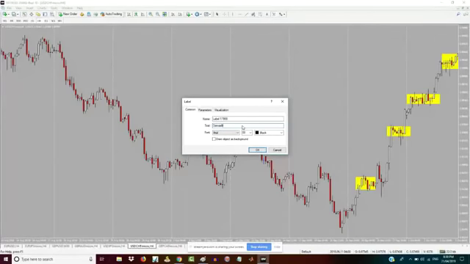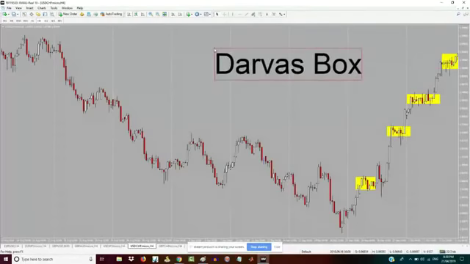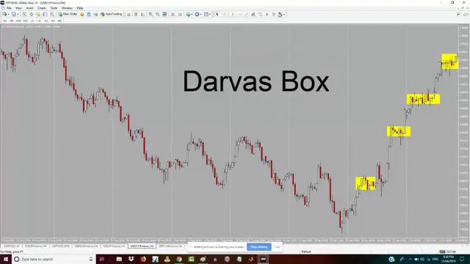Nicholas Darvis wrote a book called How I Made $2 Million in the Stock Market, which today would have been like 30 million, because that was back in the 40s or 50s, I think. But this is what I would call a Darvis box market. The reason why is because the market makes a really strong move upward, and then it boxes up and then makes another move upward.